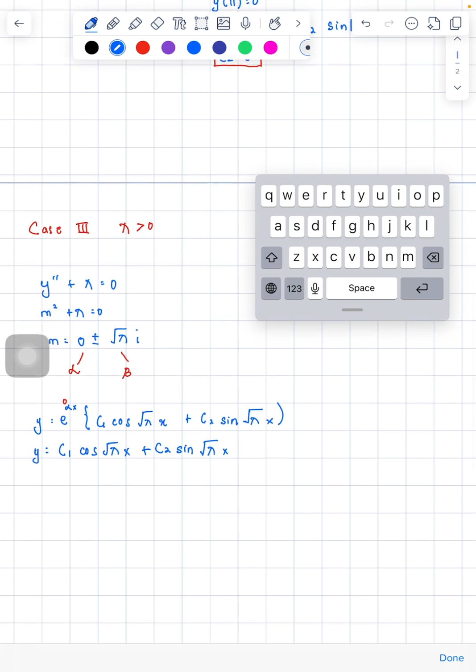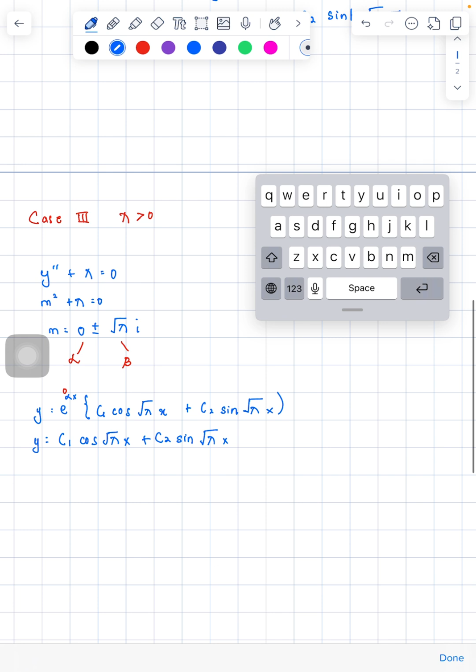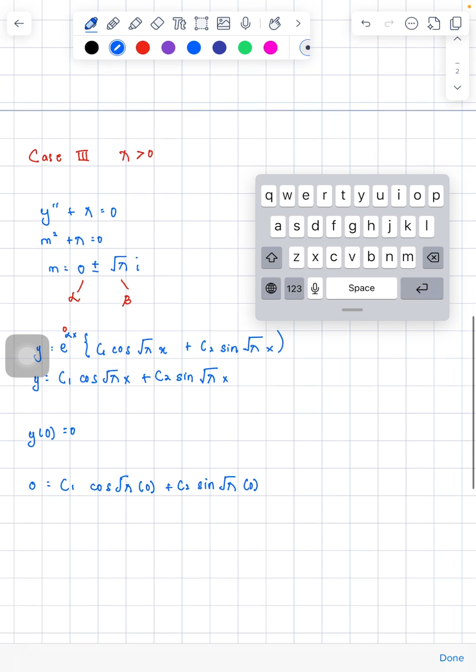Then we apply the boundary value problem. So y(0) equals 0, meaning when x equals 0, y equals 0. So 0 equals C1 cos square root of lambda x, we substitute with 0, plus C2 sin square root of lambda x. Cos 0 is 1, sin 0 is 0. So C1 equals 0.